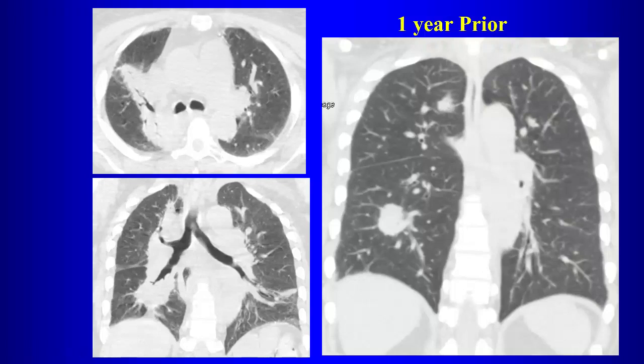So whenever we have a patient who has lung cancer, has a history of lung cancer, and we see funny looking opacities, think about immunotherapy, think about radiation therapy.